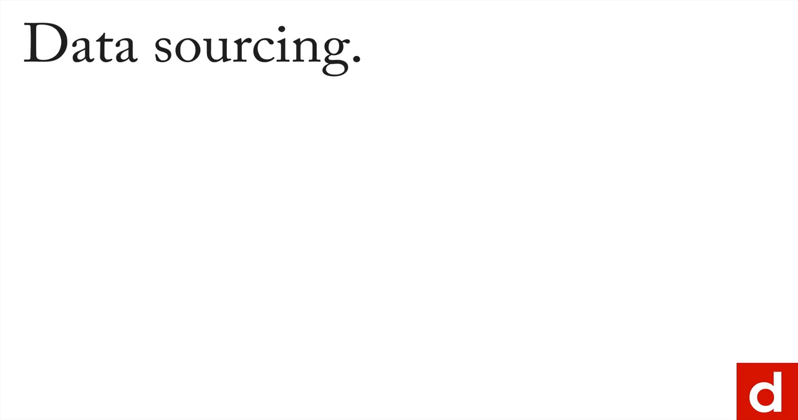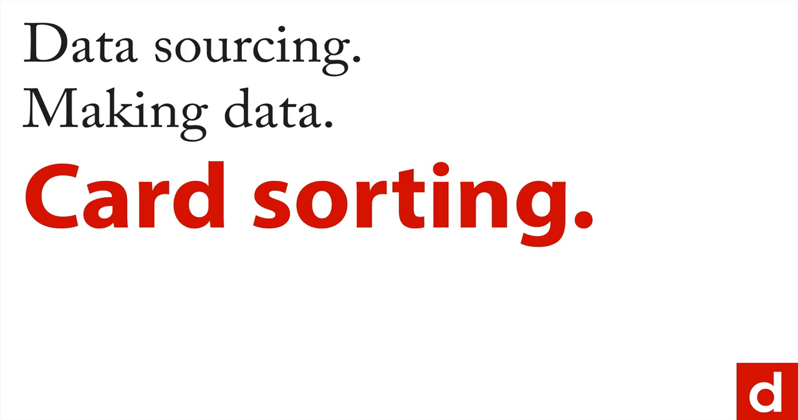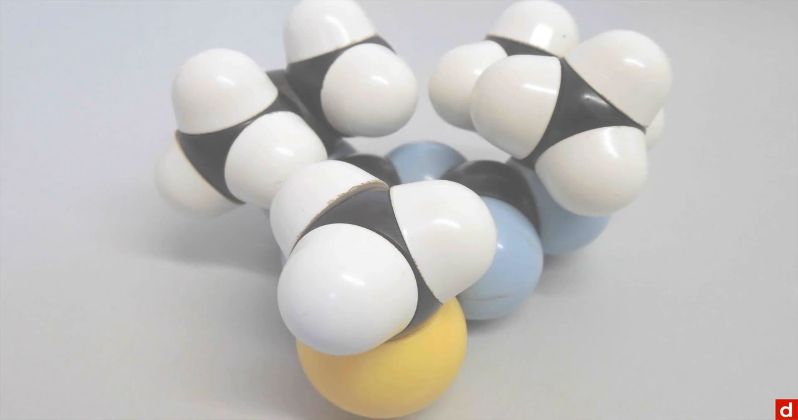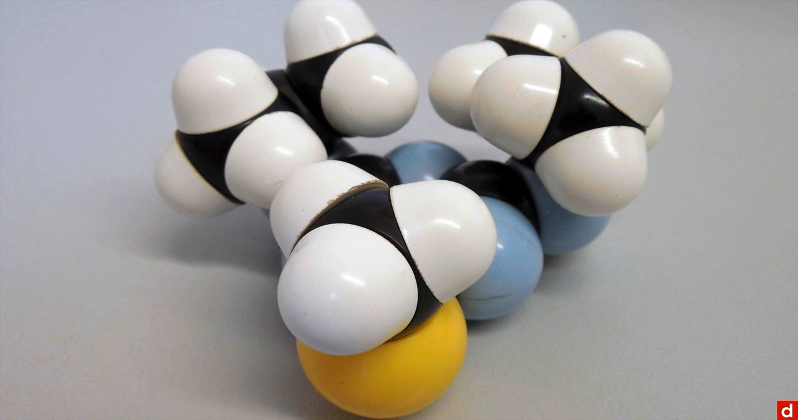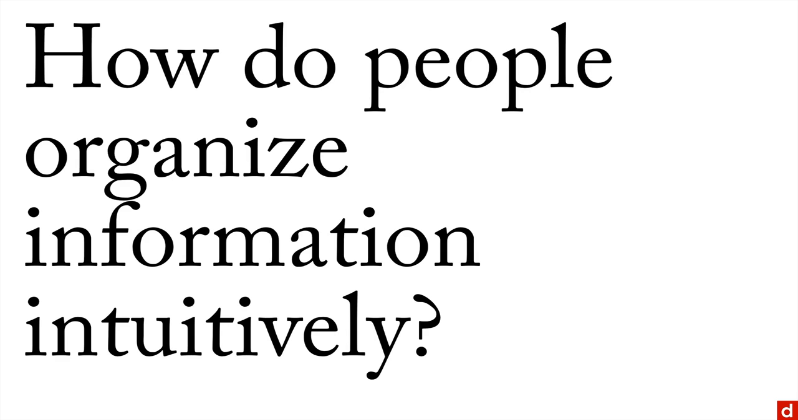An interesting topic in data sourcing when you're making data is card sorting. Now, this isn't something that comes up very often in academic research, but in web research, this can be a really important method. Think of it as what you're trying to do is like building a model of a molecule here. You're trying to build a mental model or a model of people's mental structures. Put more specifically, how do people organize information intuitively? And also, how does that relate to the things that you're doing online?